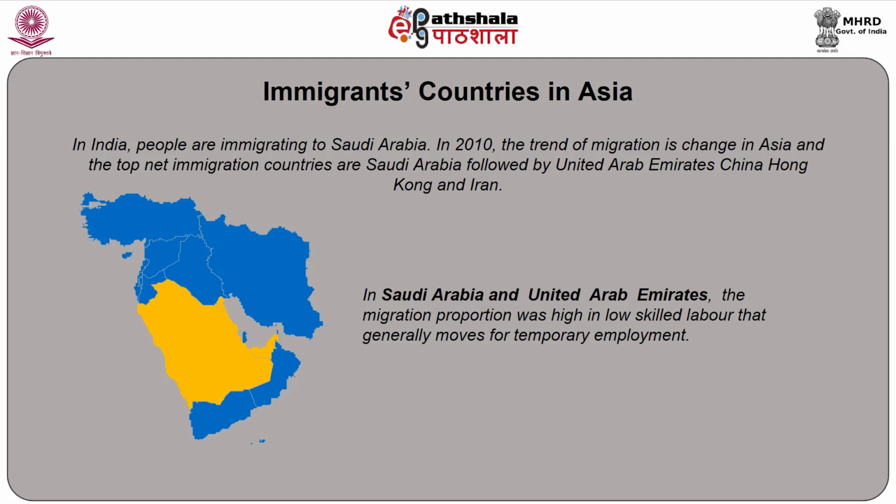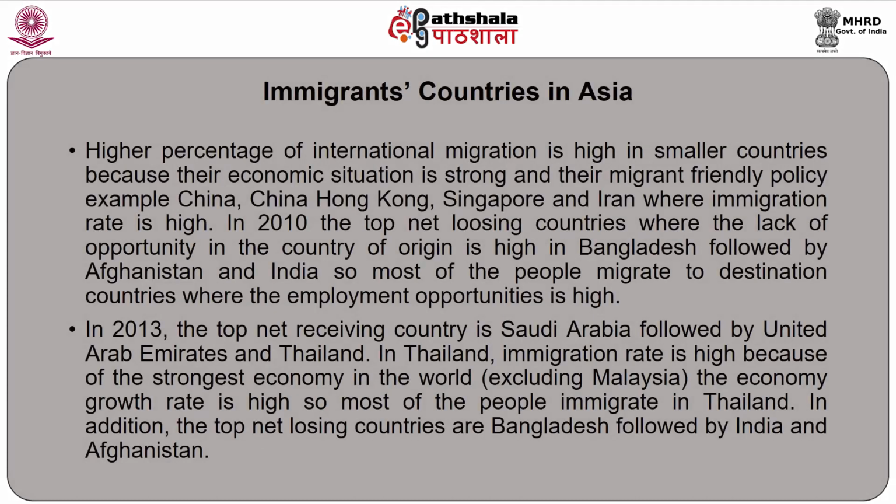In Saudi Arabia and United Arab Emirates, the migration proportion was high in low skilled labor that generally moves for temporary employment. There is a higher percentage of international migration in smaller countries because their economic situation is strong and their policy is migrant friendly. Examples are China, Hong Kong, Singapore and Iran, where the immigration rate is high. In 2010, the top net losing countries, where the lack of opportunity in the country of origin is high, are Bangladesh, followed by Afghanistan and India. So most of the people migrate to destination countries where the employment opportunities are high.